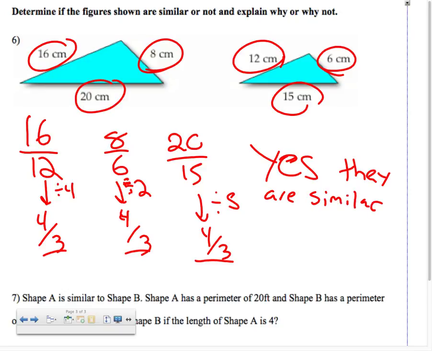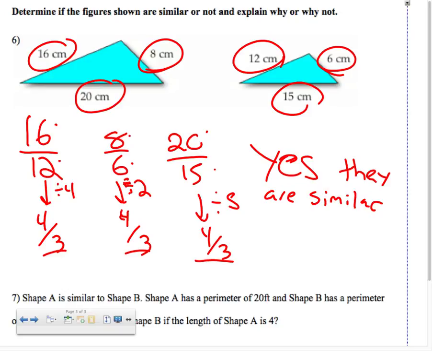Because the fractions end up being the same when you reduce them. The only trick here is you have to make sure they're corresponding pieces. So you have to make sure you're creating the right fractions. So left over left, right over right, bottom over bottom, that sort of thing. You could also make them into decimals. So you could do 16 divided by 12, 8 divided by 6, and 20 divided by 15, and you get the same decimal every time. And that's how you know that they're similar, because you're getting that same decimal every time.